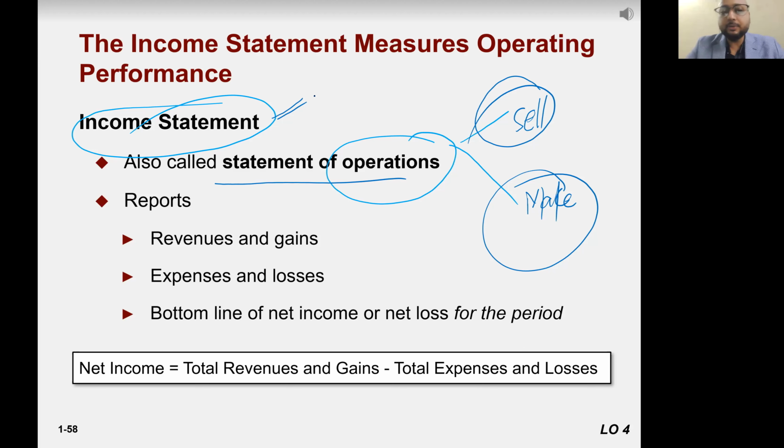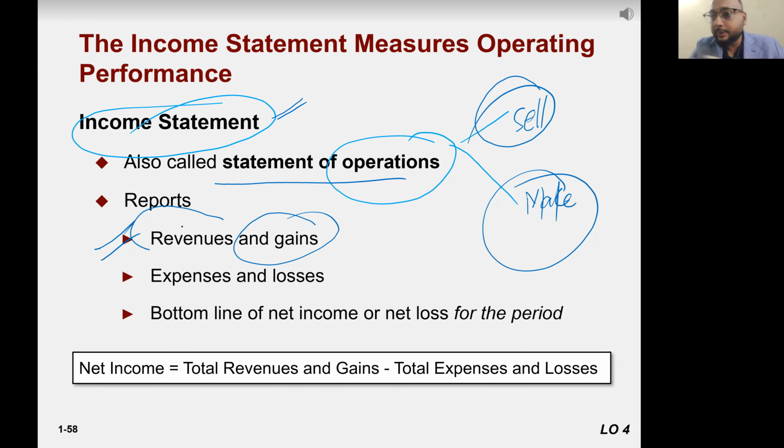First of all, we need to report revenues and gains. What are gains? Gains mean transactions we seldom do. For example, old furniture is replaced with new furniture, so the old furniture is sold and we have some kind of gain. Old vehicles are sold, an old building is sold. These are not the day-to-day transactions of the business.